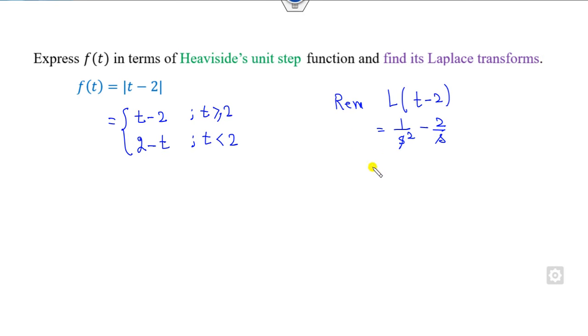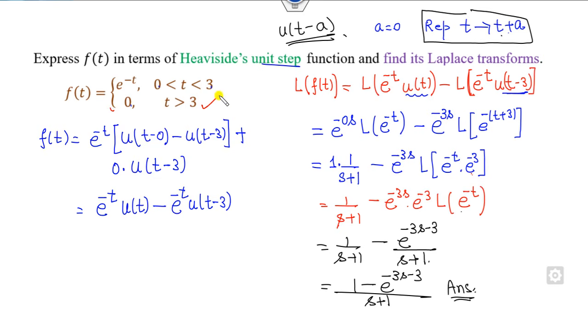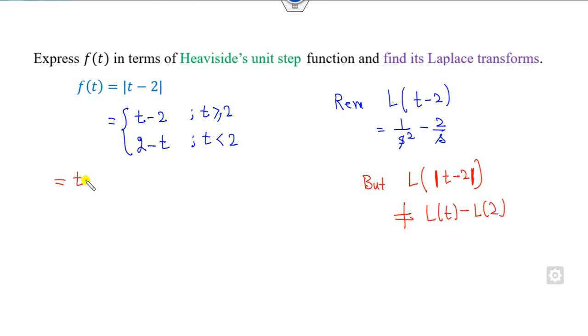over s. But remember, if you want to find the Laplace of this, it can never be written directly because of this modulus value. So you have to open this first. Now you can open this. Now it is similar to these cases, so you can write it in the unit step function.